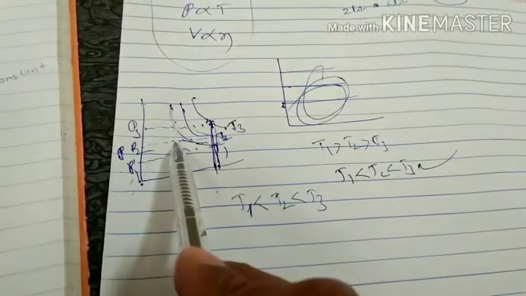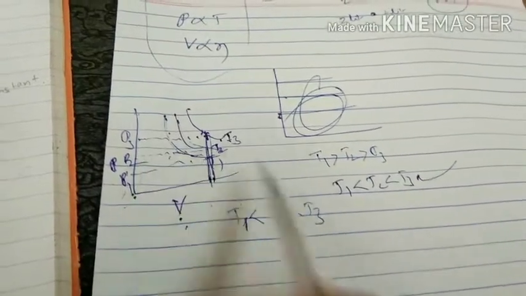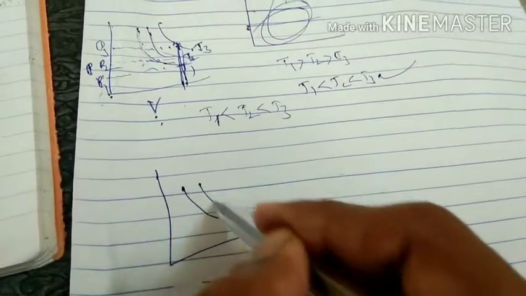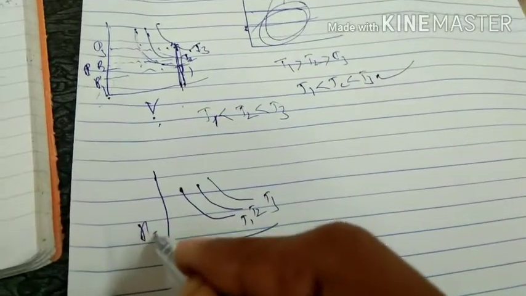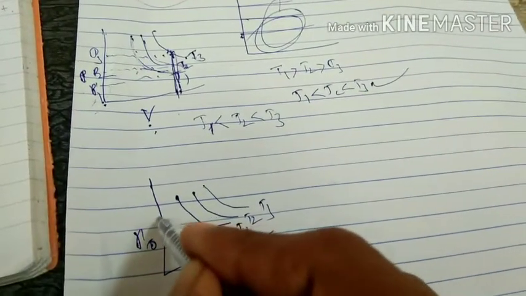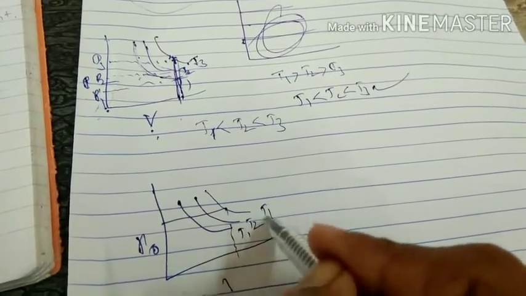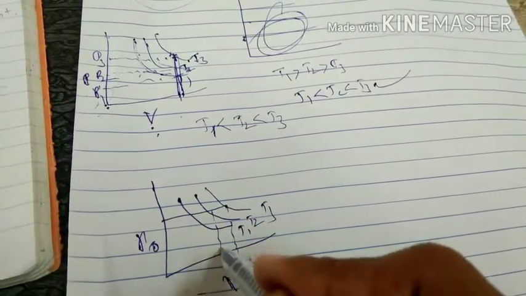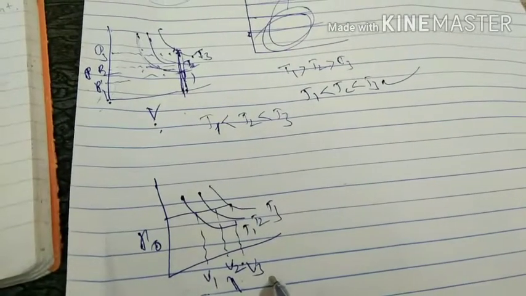You can explain this one by keeping pressure constant. You can get the same expression by keeping pressure constant. See, I draw it once again. T1, T2, T3, same graph. Now pressure is going to be constant. Then this will be which line? This is V3, this is V2, this is V1.